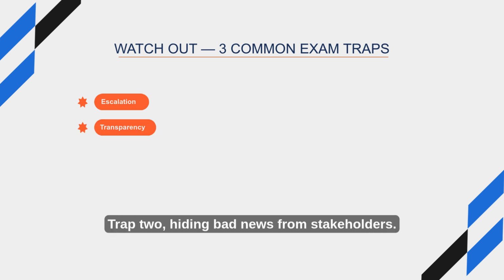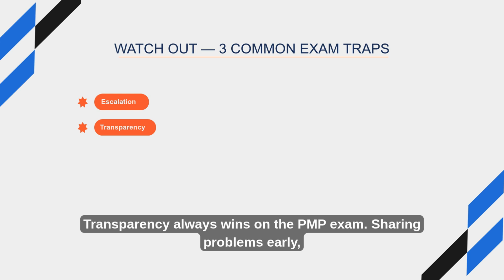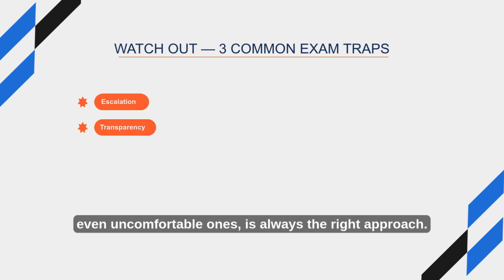Trap 2: Hiding bad news from stakeholders. Transparency always wins on the PMP exam. Sharing problems early, even uncomfortable ones, is always the right approach.